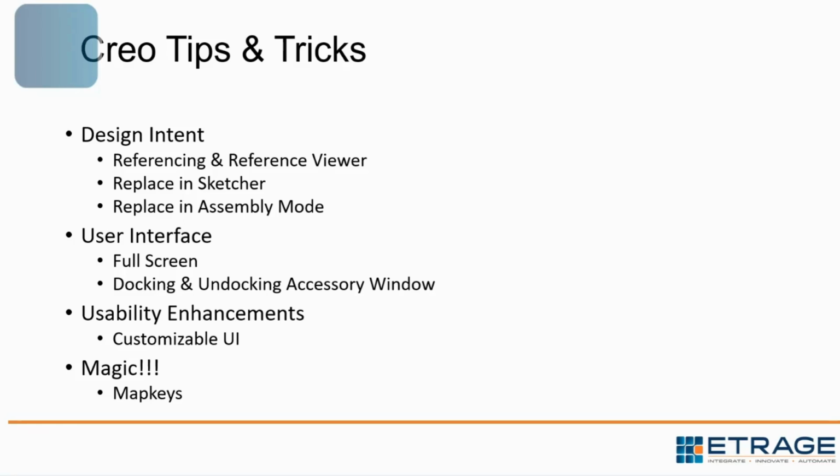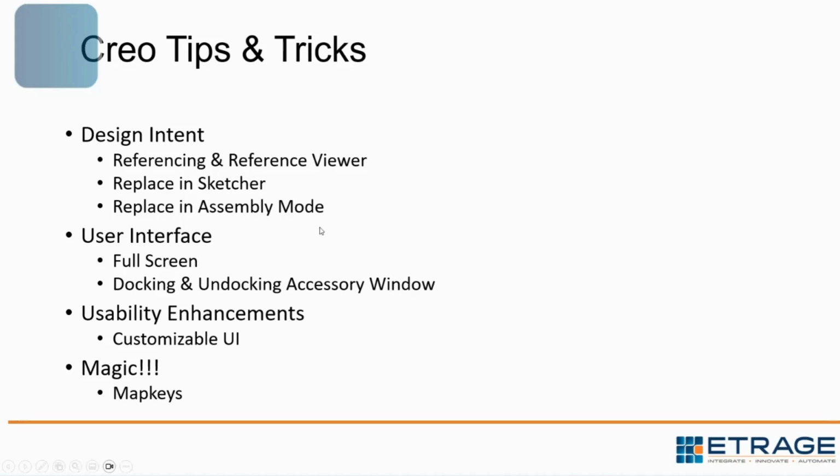And then I'll talk a little bit about some of the tips and tricks when it comes to the UI, right? In terms of maybe docking or undocking your accessory window, right? And then I'll dive into some usability enhancements, so maybe customizing the UI, and then finally we'll just jump into map keys, which is, for me, part of the magic of Creo, right? It's something that I started out with very early on, maybe about a year or two into my PTC journey, and it's been amazing to use that, and yeah, it's just beautiful. So yeah, I'll show that at the end.